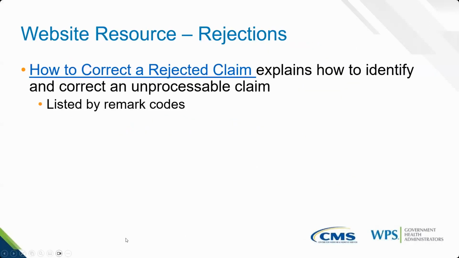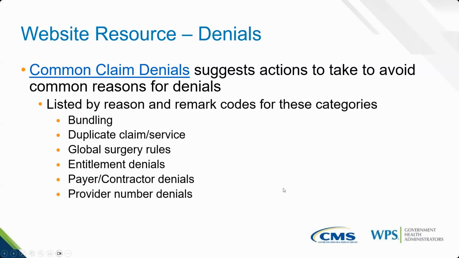Next, here is the resource or article on our website that speaks to how to correct rejected claims. And this is listed by remark code. So very, very similar to what I showed you today. All of those reason codes, remark codes, it tells you the specific remark code of the RARC or CARC that appears on the remittance advice, and then it tells you how to correct it. So that's a web resource. Similarly, that was a web resource for rejections.